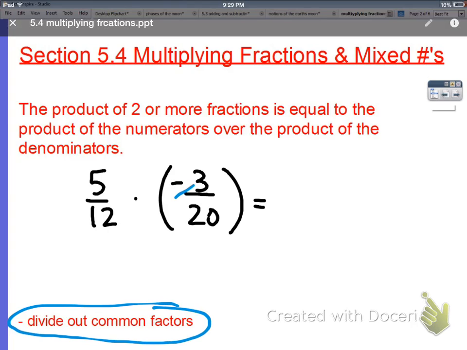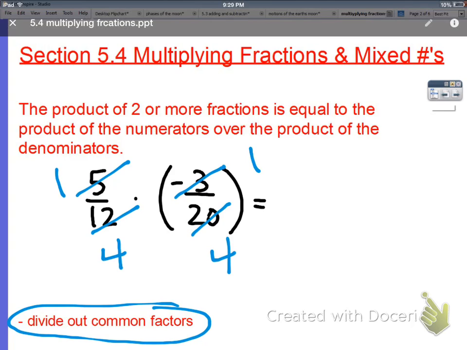So in this case, I see that 3 and 12 share a common factor. 3 goes into 3 once, 3 goes into 12 4 times. So those can divide out. 5 and 20 can also divide out. 5 goes into 5 once, 5 goes into 20 4 times. So now I've just made this a much smaller multiplication problem. You can leave it without dividing out the common factors, but then you're going to have to reduce and reduce and reduce again when you're done.